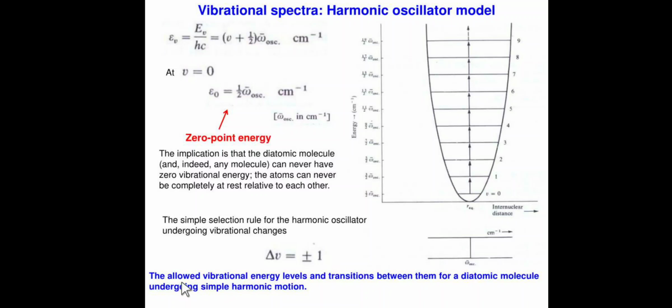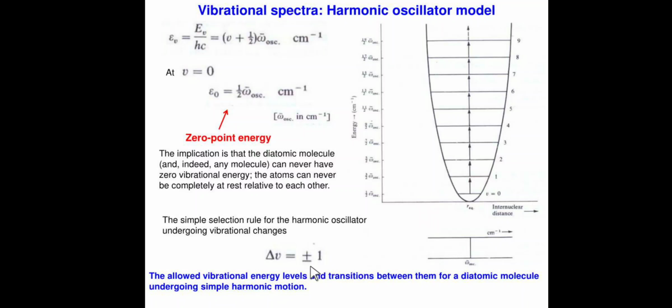So, these are the allowed vibrational energy levels. When V is equal to 0, it is 1/2 omega bar, then V is equal to 1, it is 3/2 omega bar, V is equal to 2, 5/2 omega bar, so on. 7/2 omega bar, 9/2 omega bar, 11/2 omega bar. So, these are the allowed vibrational energy levels. Then the transition between them for a diatomic molecule: the selection rule is delta V is equal to plus minus 1.